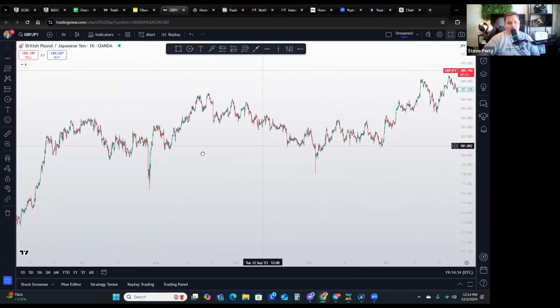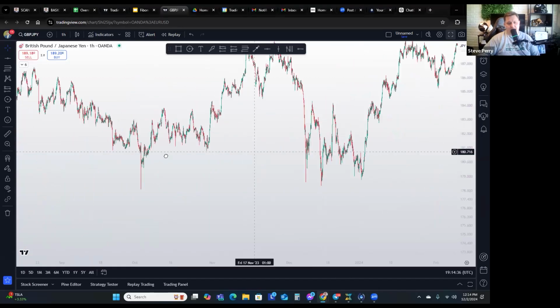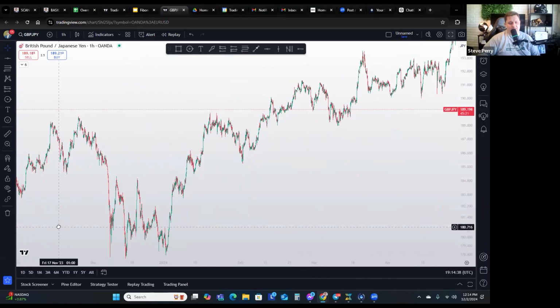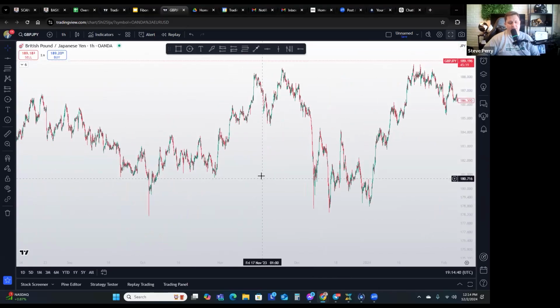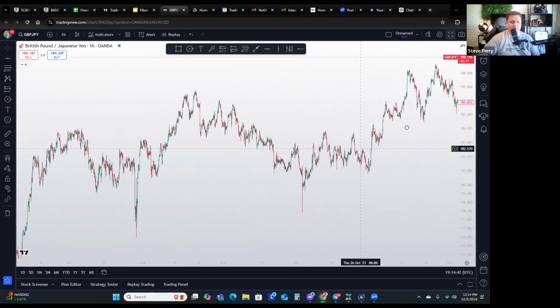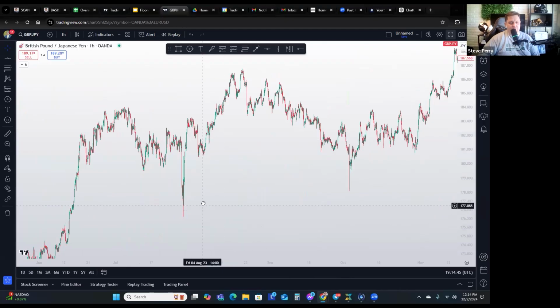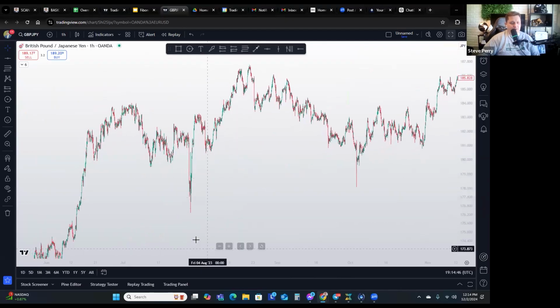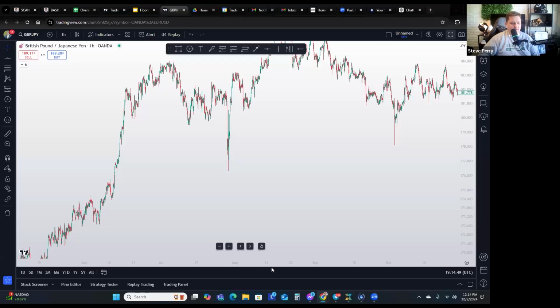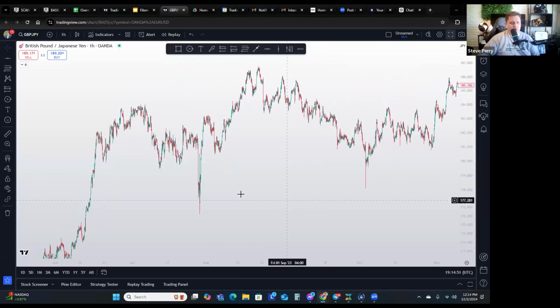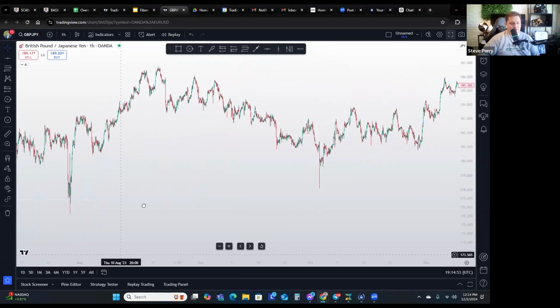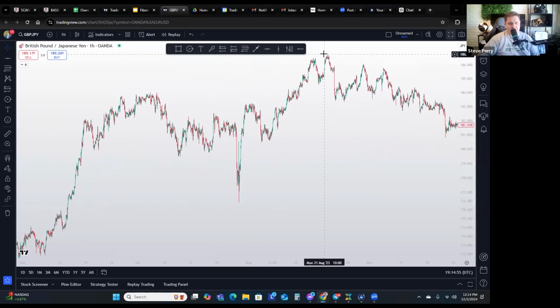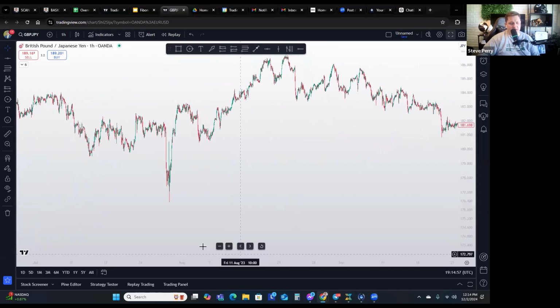Let's go ahead and, I don't even know. It doesn't matter. It literally doesn't matter what we do. Sure, like this move right here. So from this pivot low to that pivot high, let's see what we can get there.